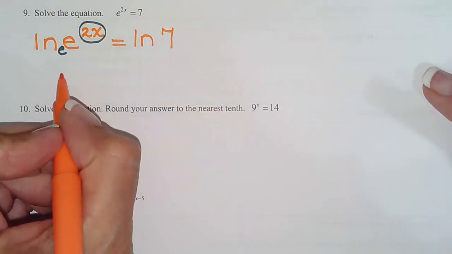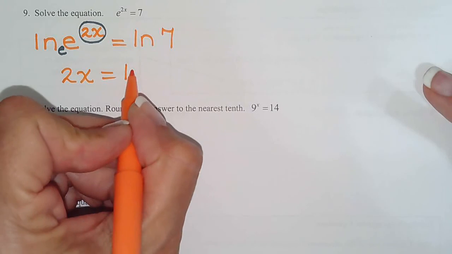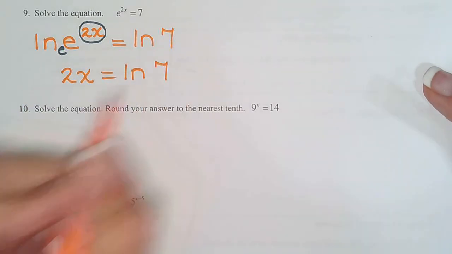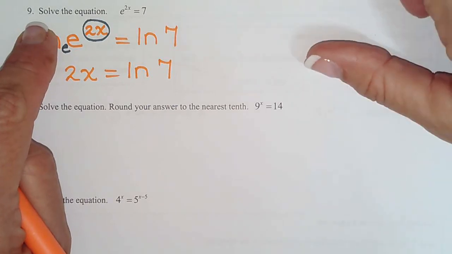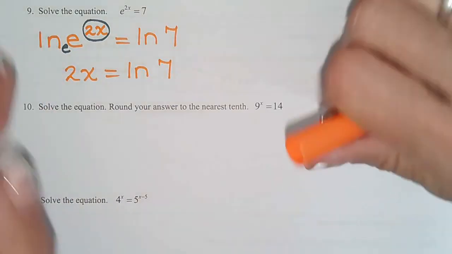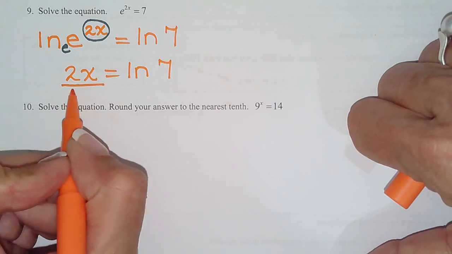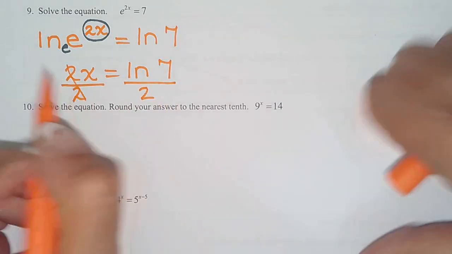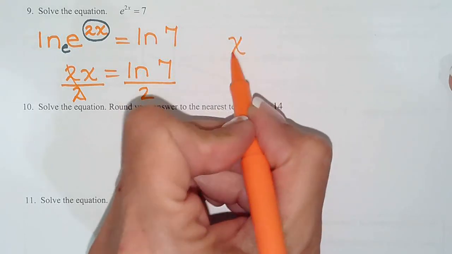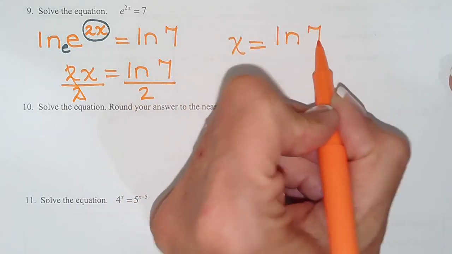So my next step is this, and I am almost done. Love these problems. So keep in sight what solve means. Solve means get x alone. So I have one more step to get x alone. Divide by 2, divide by 2. Boom. I am done. Natural log of 7 divided by 2.